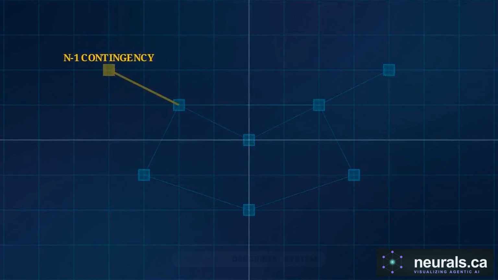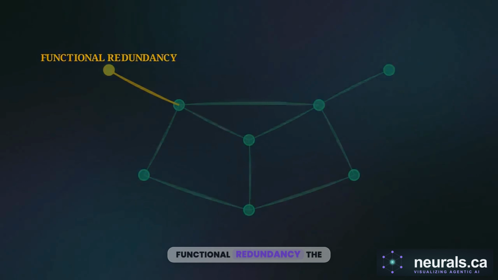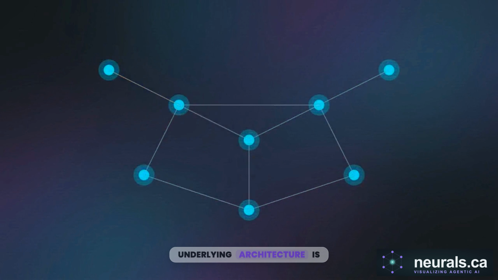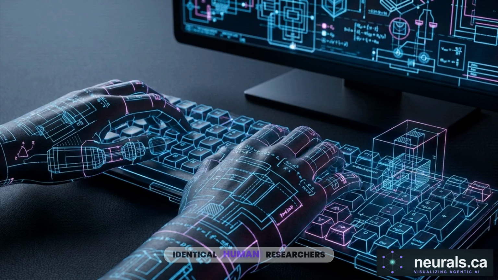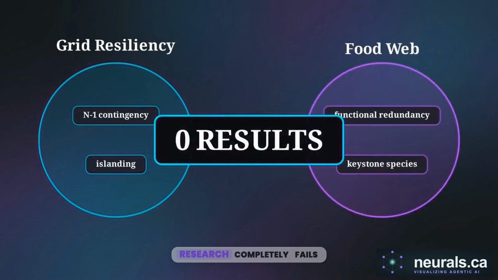The electrical engineer describes system safety using the term N-1 contingency. Three buildings over, the theoretical ecologist describes the exact same mechanism as functional redundancy. The underlying architecture is identical. Human researchers rely on shared keywords to query databases. Because these two fields share absolutely zero surface text, standard literature research completely fails to connect them.